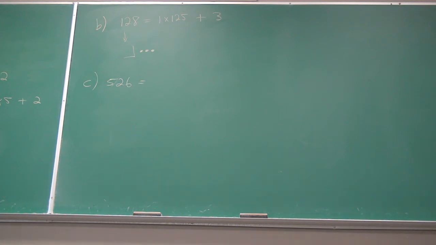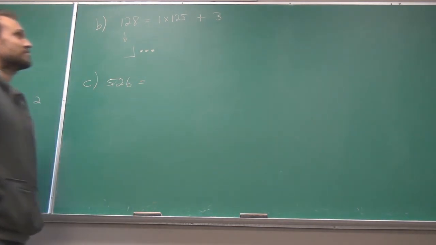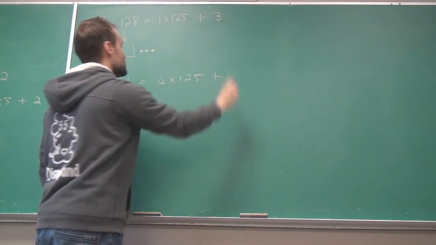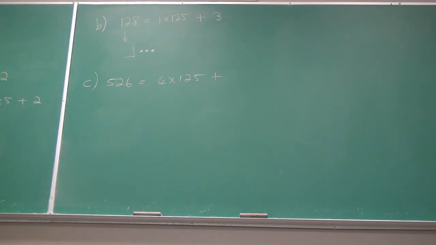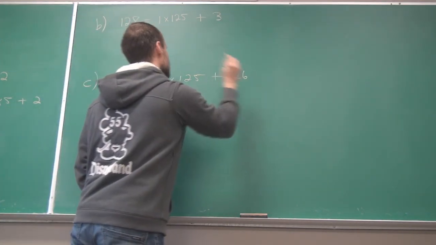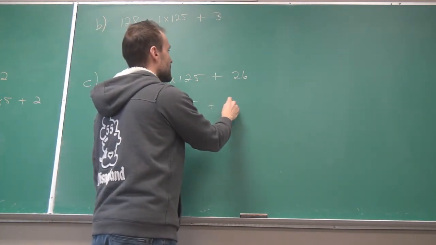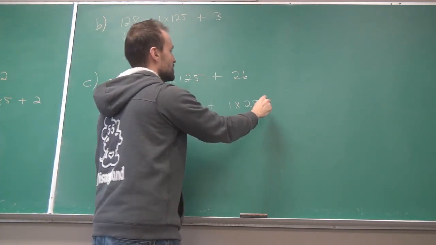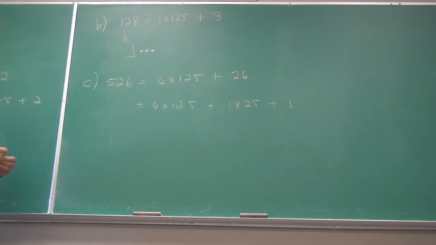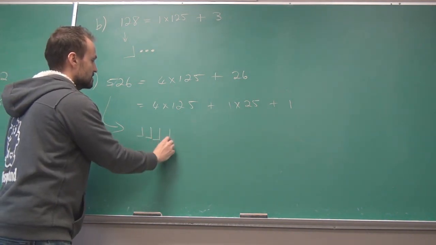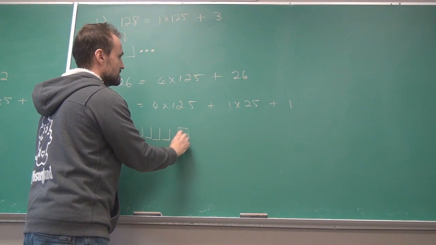So I just said we're not going to go too big. So, how many groups of 125 can I fit in there? 4. How much do I have left over? Well, what is 4 times 125? 500? So I have 26 left. Just to emphasize what we're doing, the 26 I can still break up into one group of 25 and 1 left. So that means 526 will be 4 feet, 1 hand, and a rock.